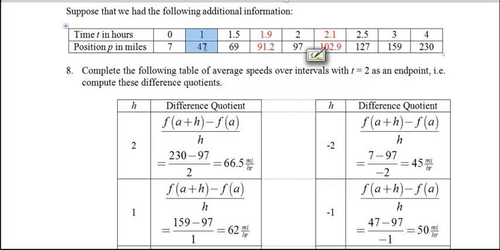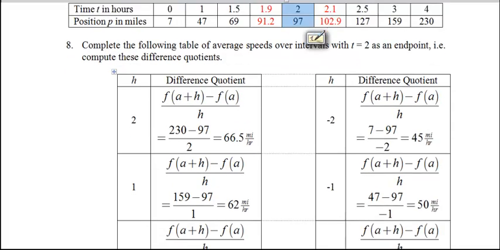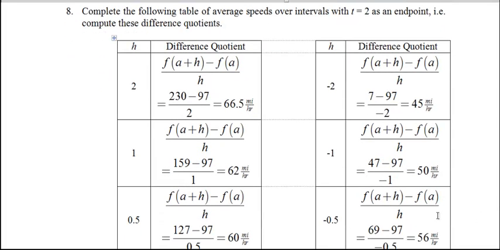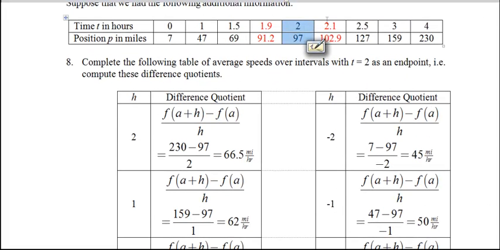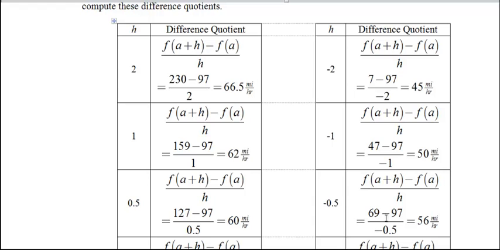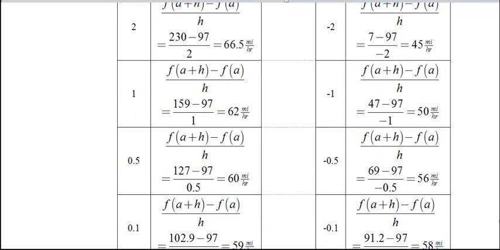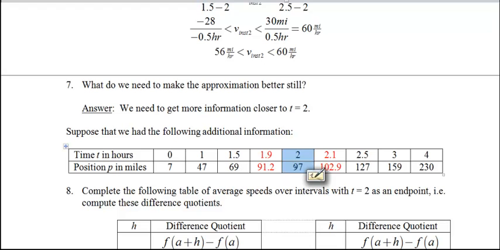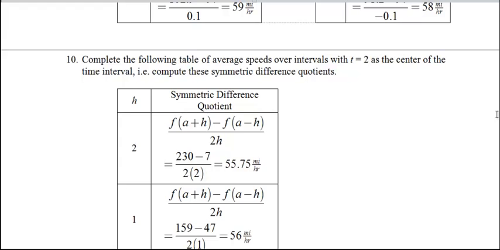We could do the average speed from 1 to 2 using those 2 points. That's with an h of negative 1, going backwards 1 hour from t equals 2, and that works out to be 50 miles an hour. Similarly, we can use the next 2 points there with an h of negative 0.5. 2 plus a negative 0.5 is 1.5, so we're using this point. So now we're using the 69 and an h of negative 0.5. And finally, an h, or delta x, of negative 0.1 is going to get us to this point here. And so using that, we get the value there.